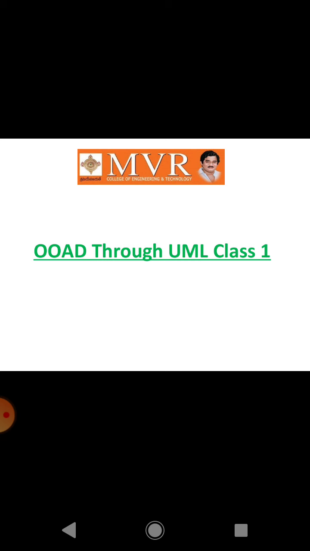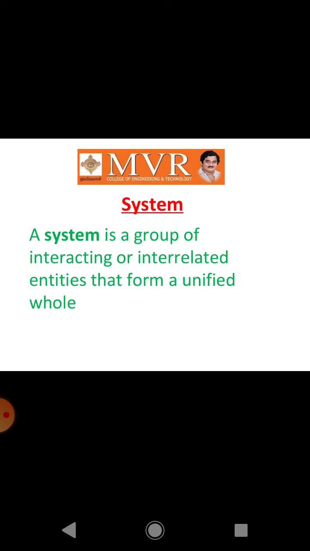In this class, first of all, we have to learn about what is a system. Here, the system means software system. A system or a software system is a group of interacting or interrelated entities that form a unified whole.